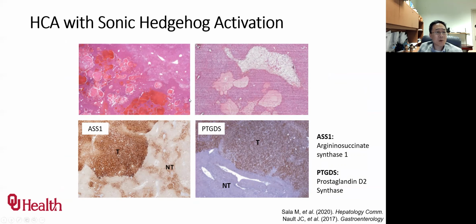Lastly, hepatocellular adenoma with sonic hedgehog activation. It does not have any particular cytological or architectural features to help with diagnosis. However, you can see hemorrhage at different stages. This is the early stage and this is the late stage, kind of organizing hemorrhage. And these tumors can be positive for ASS1 and PTGDS, which is prostaglandin D2 synthetase.